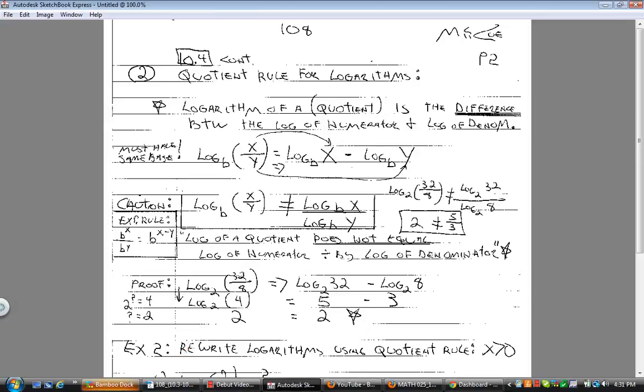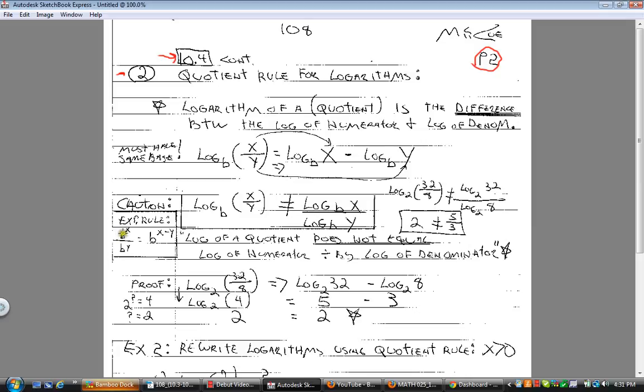Hello 108 students, Mr. McCue here, picking up on section 10.4, and we're going to work on page 2 of our class notes. We're going to focus on objective number 2, which has us looking at the quotient rule for logarithms.